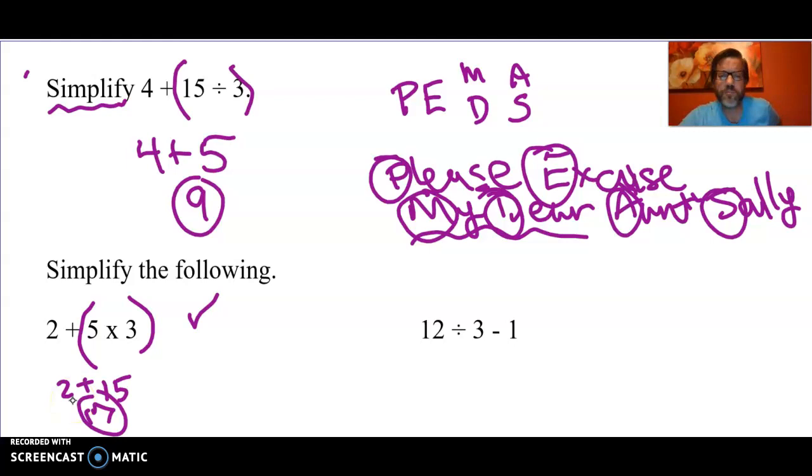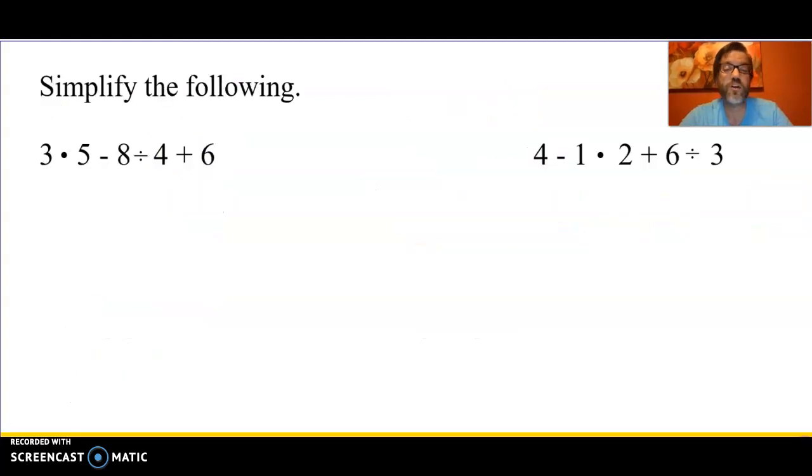Okay, so we multiplied before we added. Now, again, I want to point out, I haven't said this yet this year, but it's really important that you always show your work. Show every step along the way. Be sure to show all of your work when solving these problems. Now, they do get more complicated.